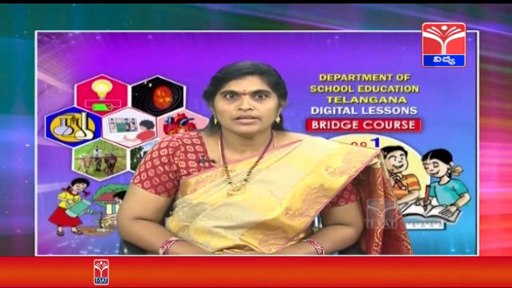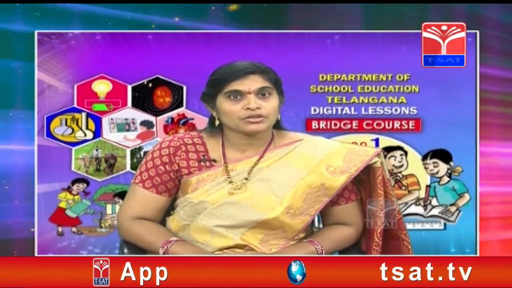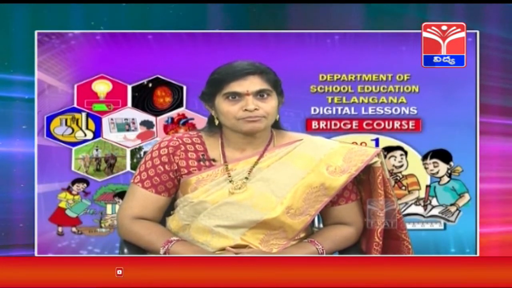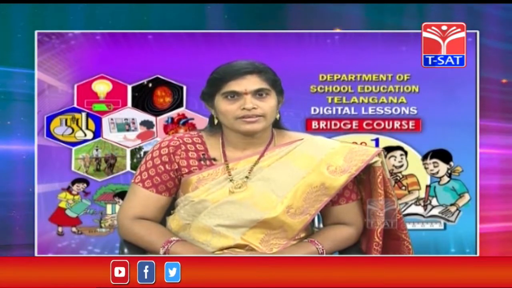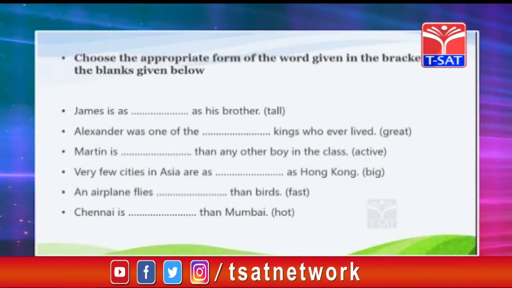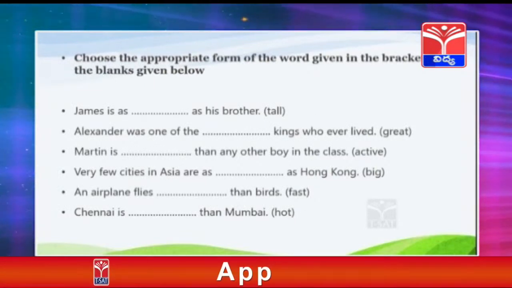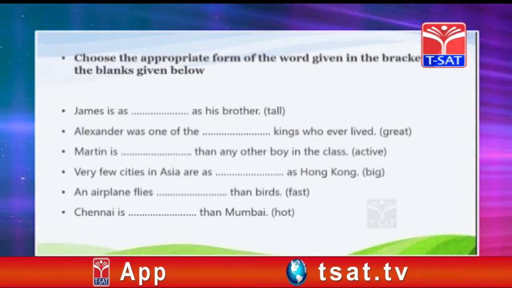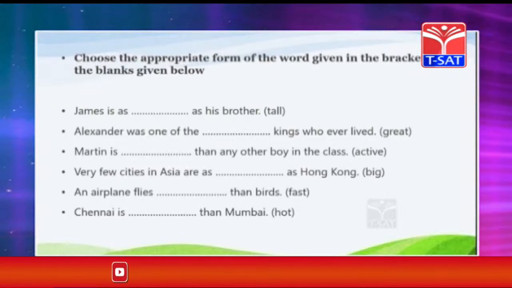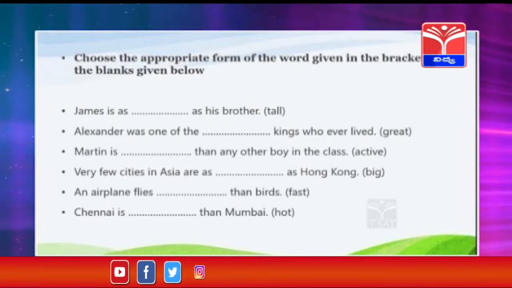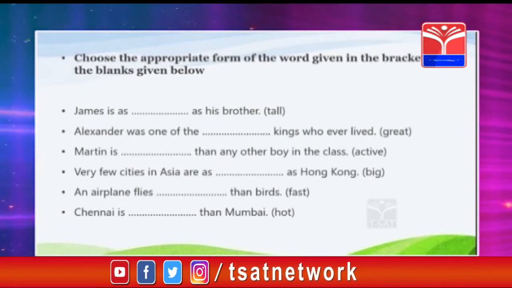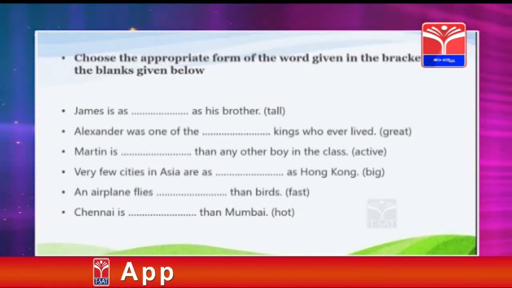Okay children, now quickly take out your notebooks and be ready with your pen and pencil. Here are some blanks given for you, and let's see an exercise. You have to fill these blanks using the appropriate form of the word given in the bracket. Shall we go through this? Okay, let's see. The first one is, James is as dash as his brother. What word will come here, children? Quickly write it down in your notebooks.